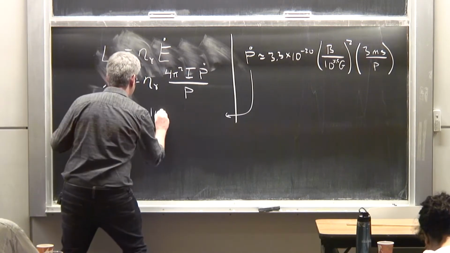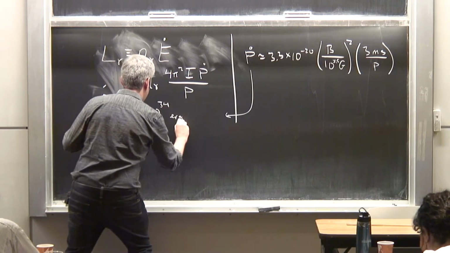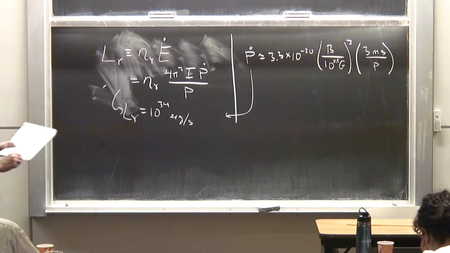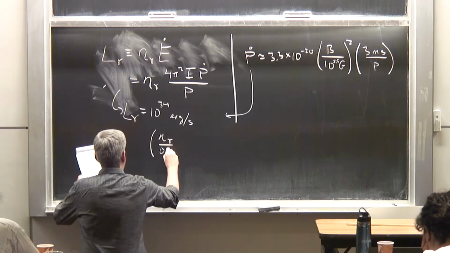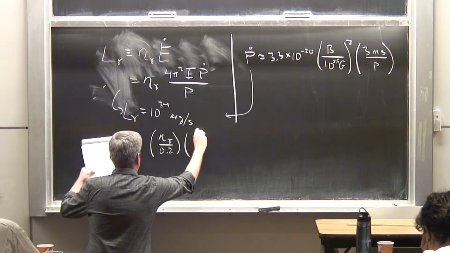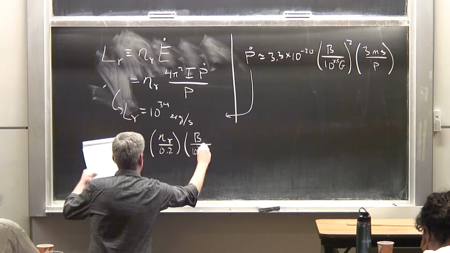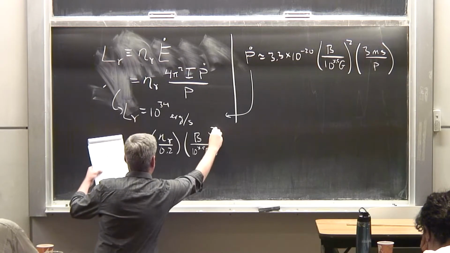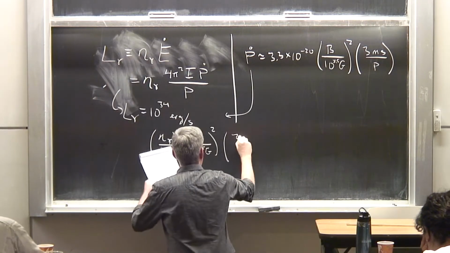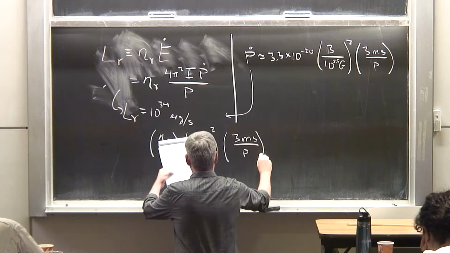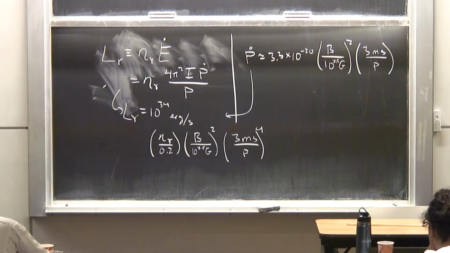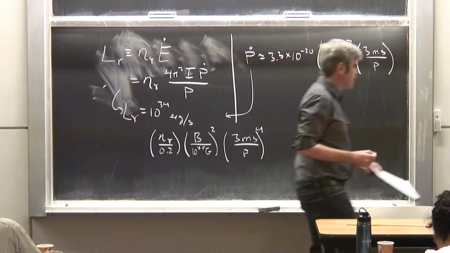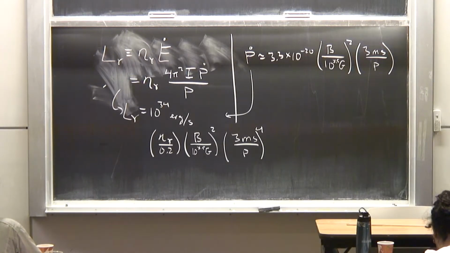And now I can write this, and I'm going to use the astronomer's units of 10^34 ergs per second, scaled to the efficiency, the magnetic field, period, come back to that in a second, but first I want to draw an important diagram.